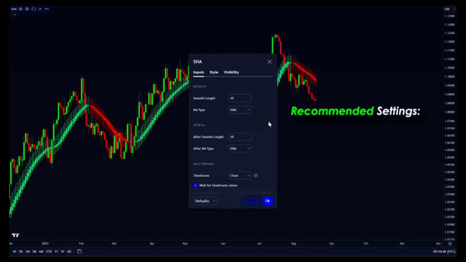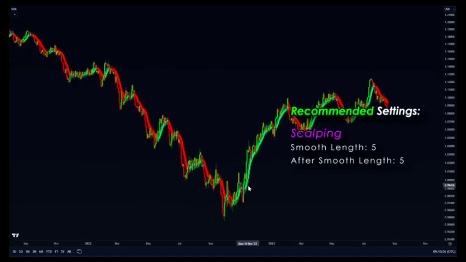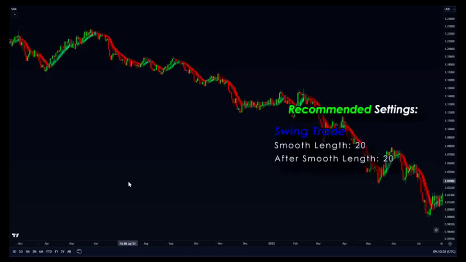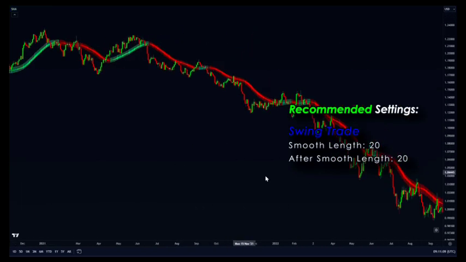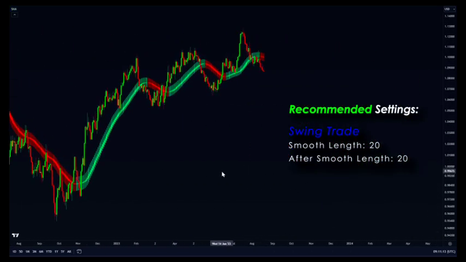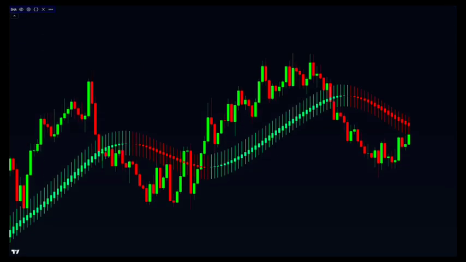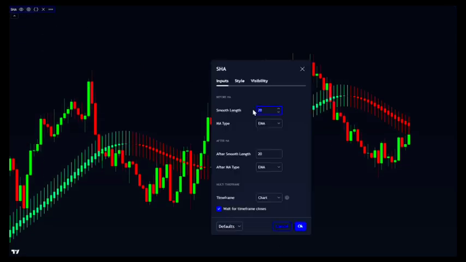However, if you want to optimize it for your trading needs, here are a couple of recommended values that you could use. First, if you're focusing on scalping or capturing short-term movement, you can use the 5 and 5 settings, as it's better at analyzing short-term price movements. Now, if you're a swing trader who wants a longer-term view of the market, the 20 and 20 settings are a lot more suitable, as they let you analyze the long-term price movements without being affected by the short-term volatility. But for the examples in this video, I will be using the 10 and 10 default settings.